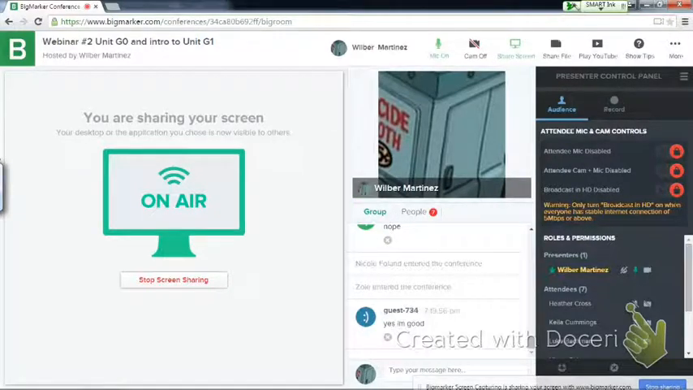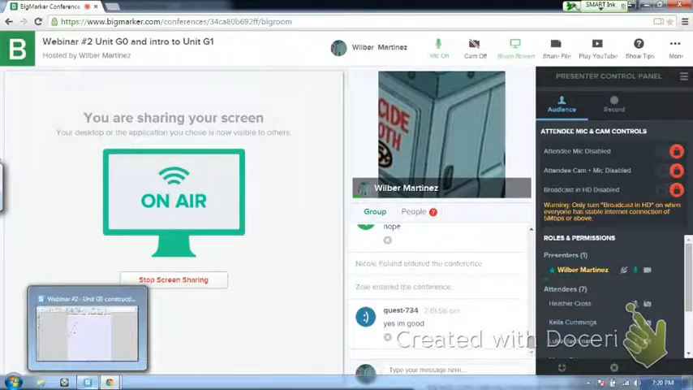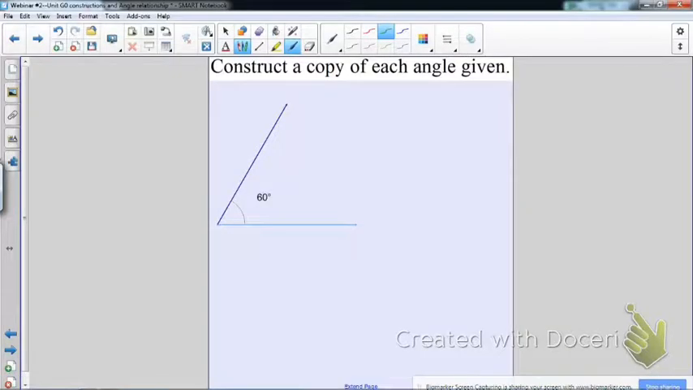But as we're going through this, try to see if you remember how to do this or if you can take some notes. So we are going to construct a copy. So what do I mean by that? Well, I'm going to take this angle that I have, this 60 degrees, right here. I'll put it in red. And I'm going to make an exact copy of it using our tools that we've been using since the beginning.